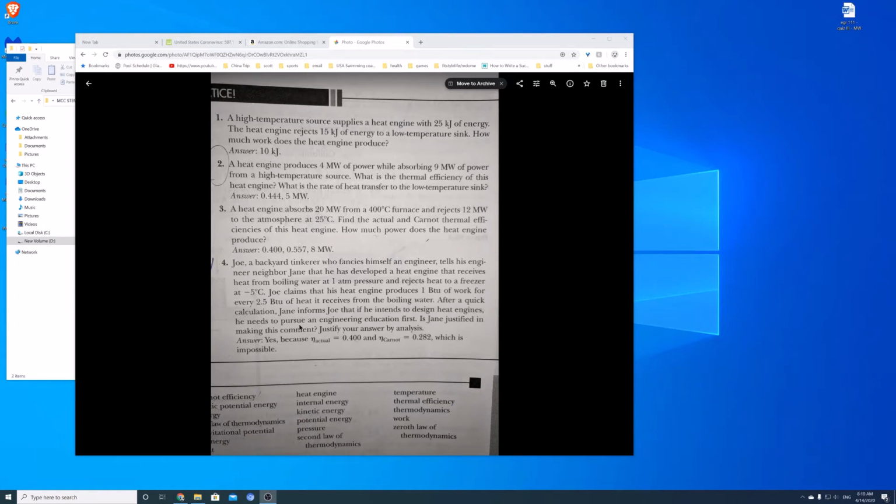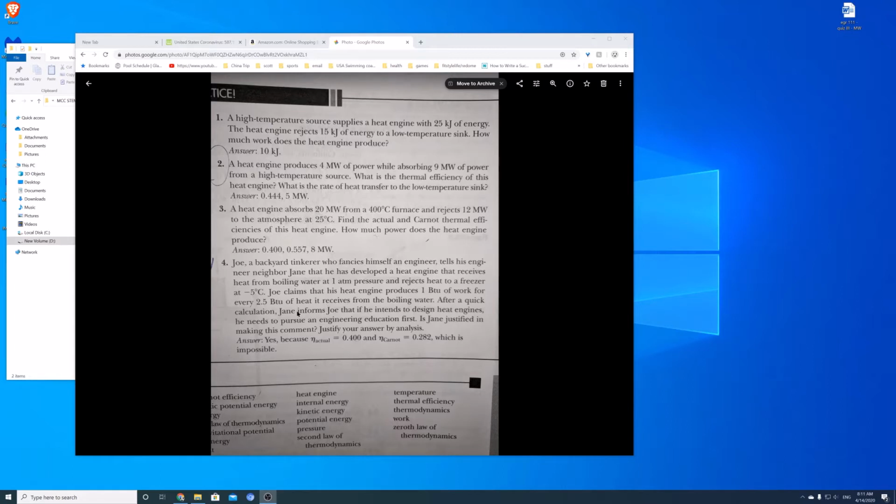Okay, the next problem I'm going to look at is practice problem 4 on page 221. In this problem, you have Joe, a tinkerer, and he makes a claim that he can have a heat engine produce 1 BTU of work, British thermal unit. These are just the USCS units, one of the units used for energy. And he gets 1 BTU for every 2.5 BTU of heat that it receives from boiling water.